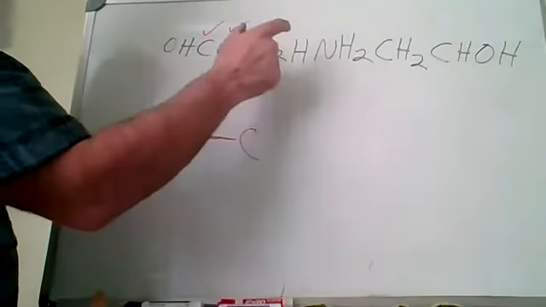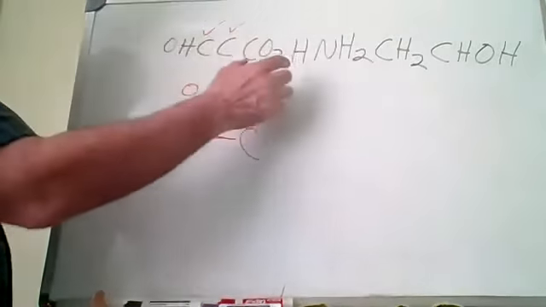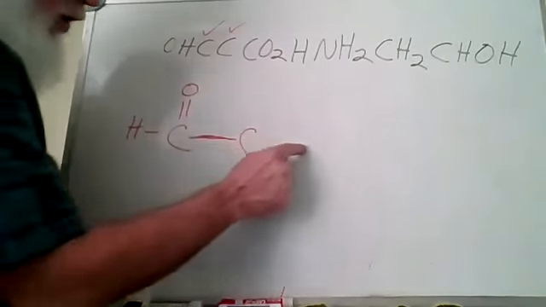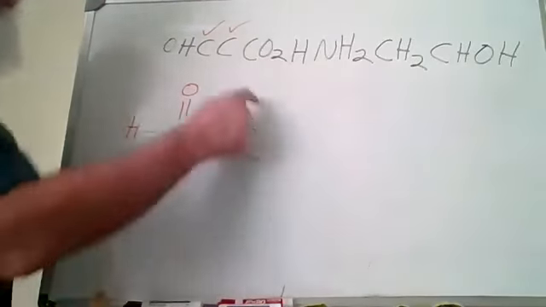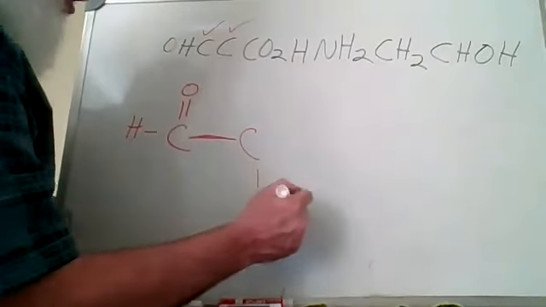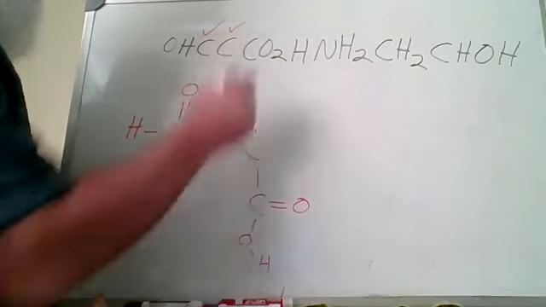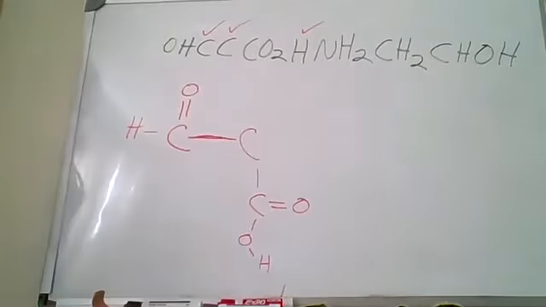Now, again, we said carboxylic acid group, CO2H, can only make one bond. So I don't want to put that here. I'm going to put it top or bottom. I'm going to put it down on the bottom. C, double bond O, O, H. All right, so there's my carboxylic acid group.